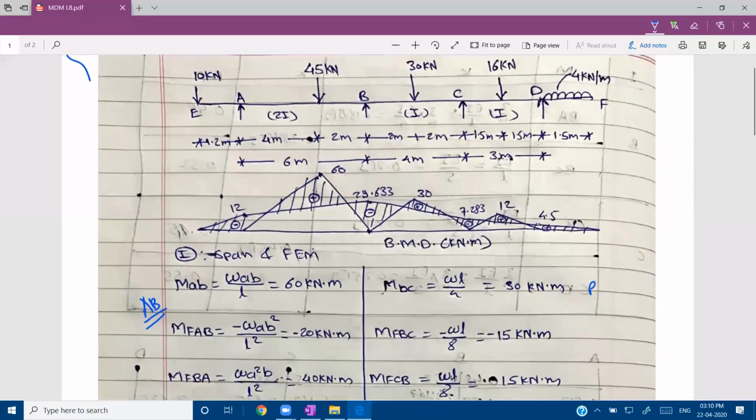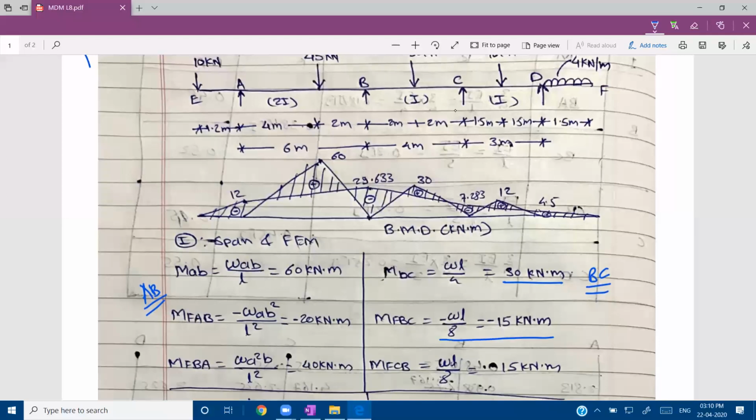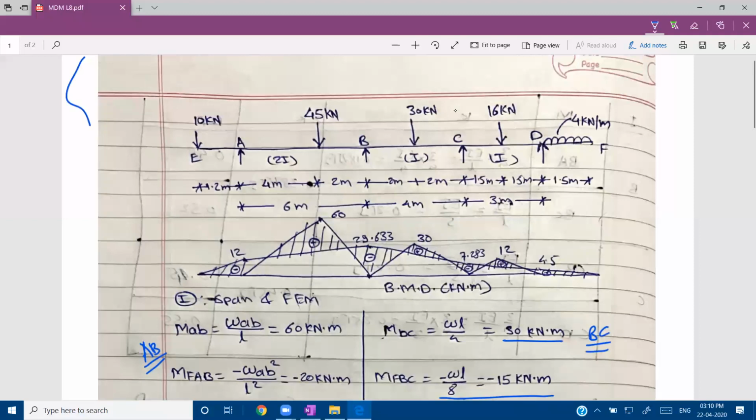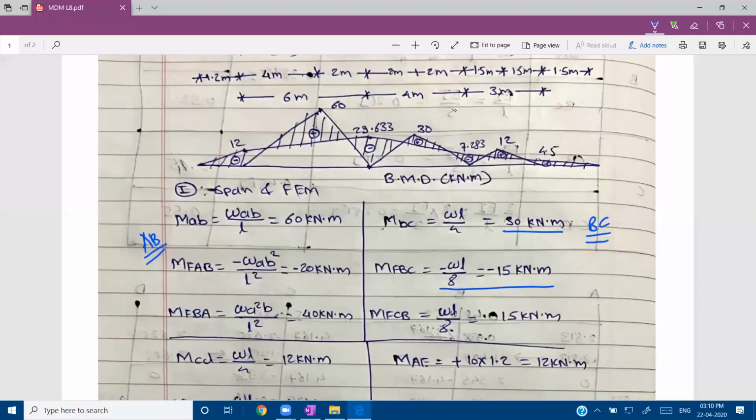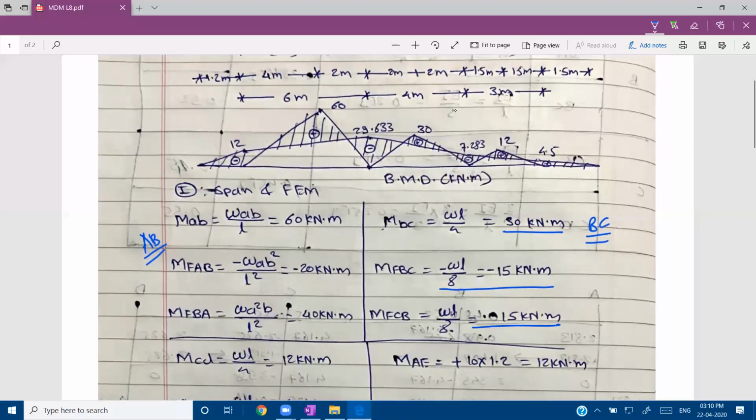Now span BC is carrying a central point load. So these are the calculations for span BC. For a central point load, span moment will be WL by 4, so it is equal to 30 kilonewton meter. The fixed end moment, left hand side moment, will be minus WL by 8. After putting W equal to 30 and L equal to 4, divided by 8, it is going to be 15, and the right hand side moment will be the same value but in positive sense.